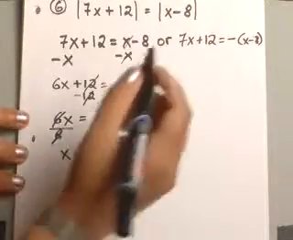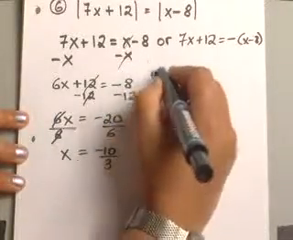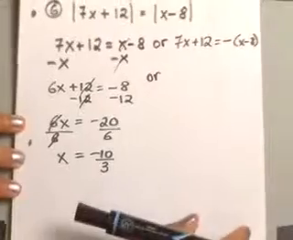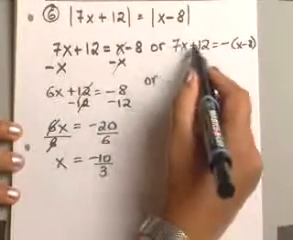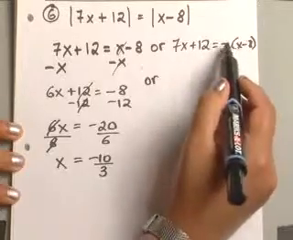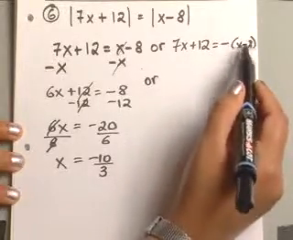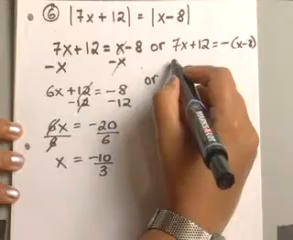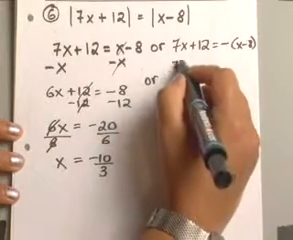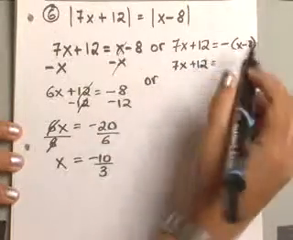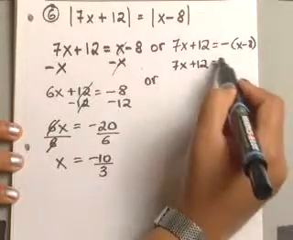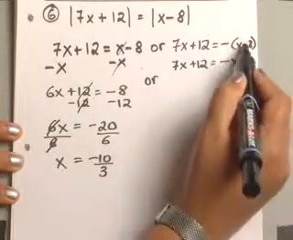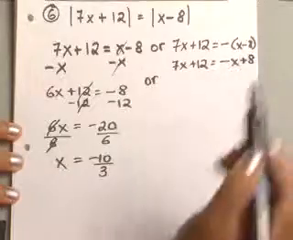Okay, you will do the exact same thing for the other part of your equation. Now here you have 7x plus 12 equals negative, in parentheses, x minus 8. The first thing I want to do is distribute this negative sign inside the parentheses. So that will give me negative x, and negative times negative 8 will give you a positive 8.